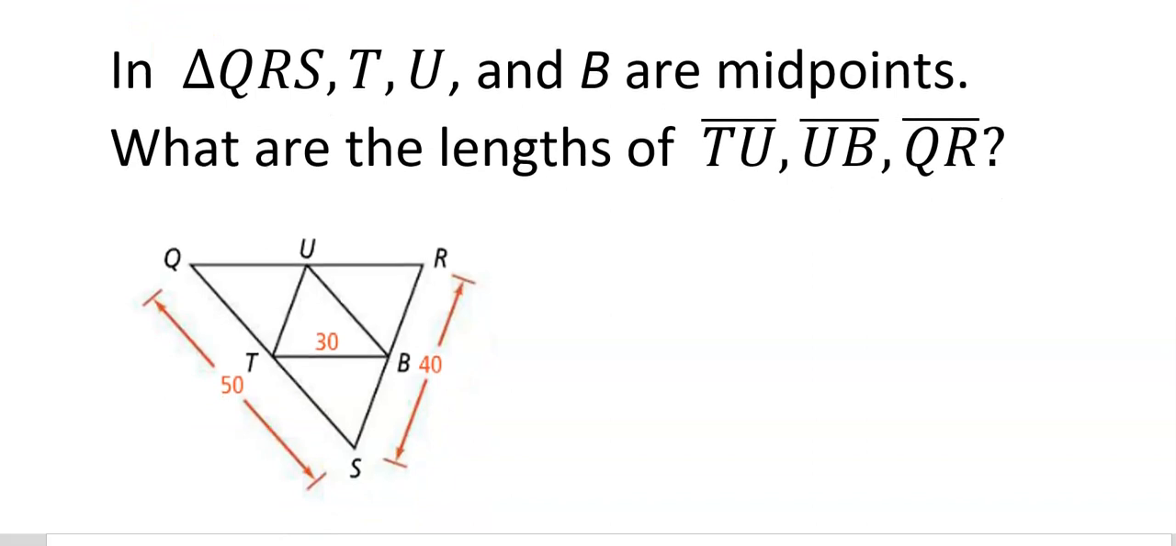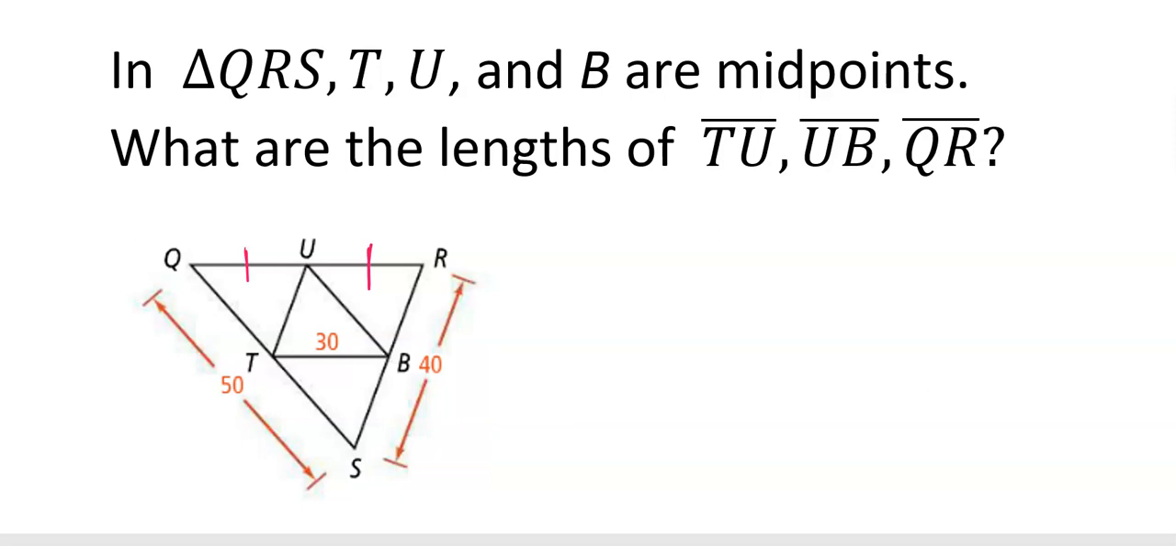Secondly, this one says in triangle QRS, that's the big one, T, U, and B are midpoints. So what you guys have to do then is put that into consideration. If U is a midpoint, that means QU is the same as UR. So that's what you would do first.